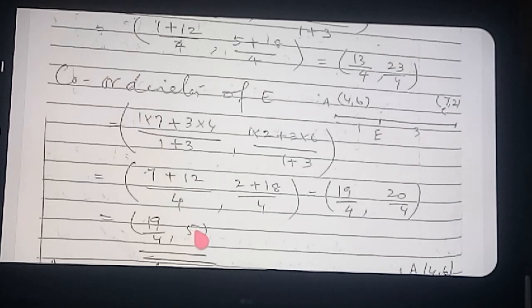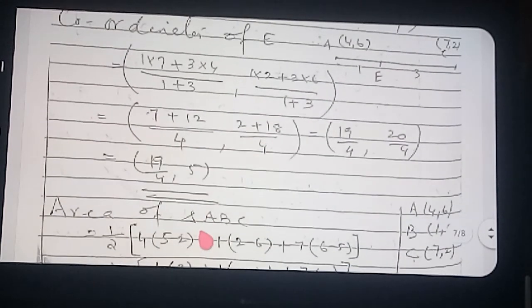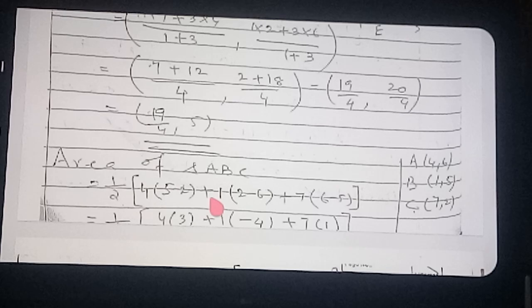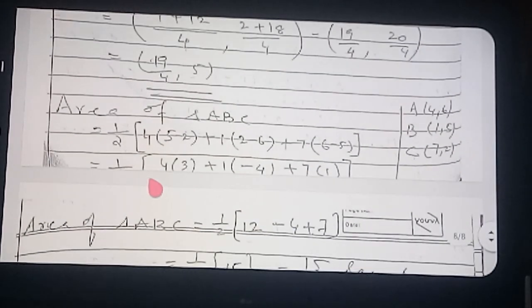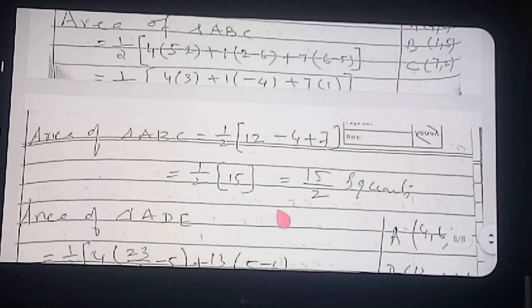Okay, clear? Now, find out the area of triangle ABC. Find the area of triangle ABC by yourself. All the details you know now. Half into x1 into y2 minus y3. Apply the formula and find out. What did you get for the area of triangle ABC? You got 15 by 2 square units.